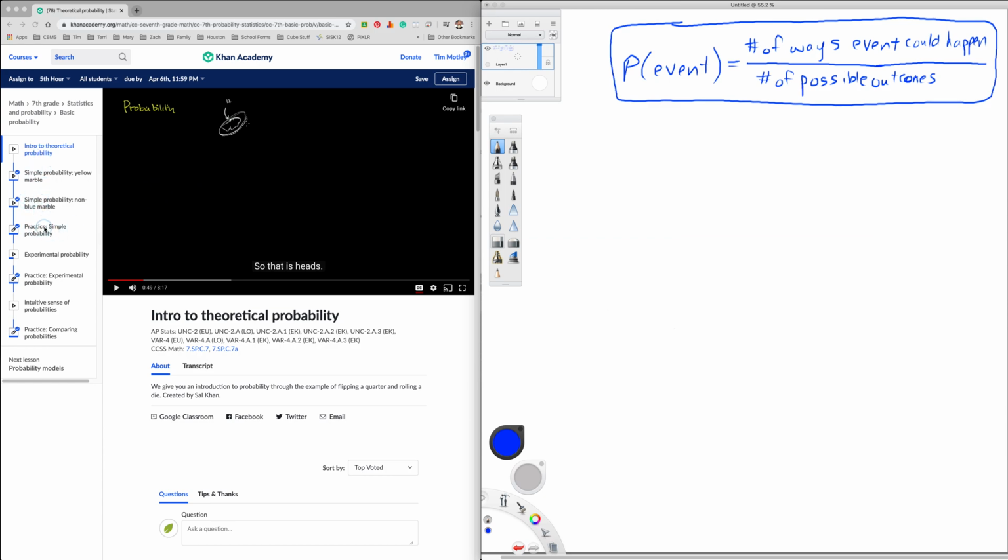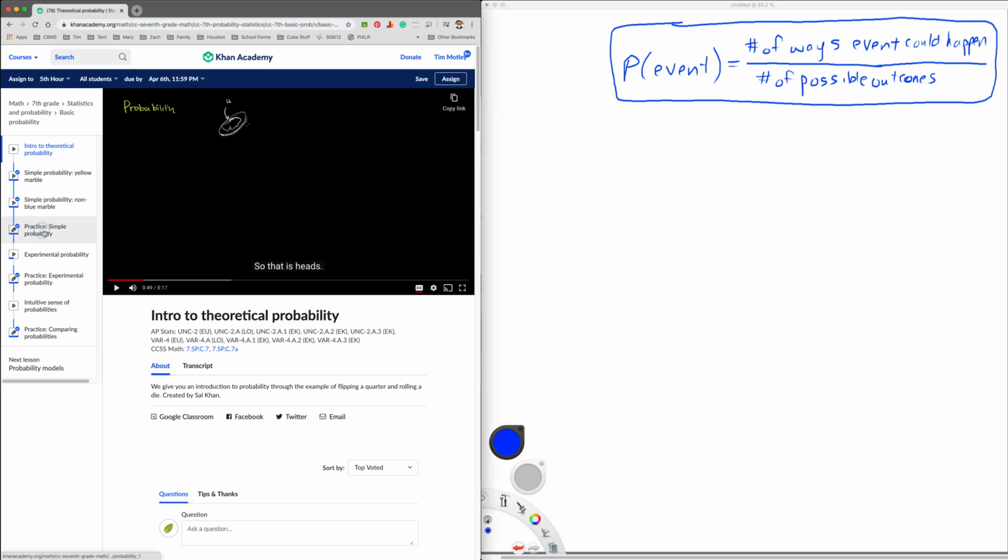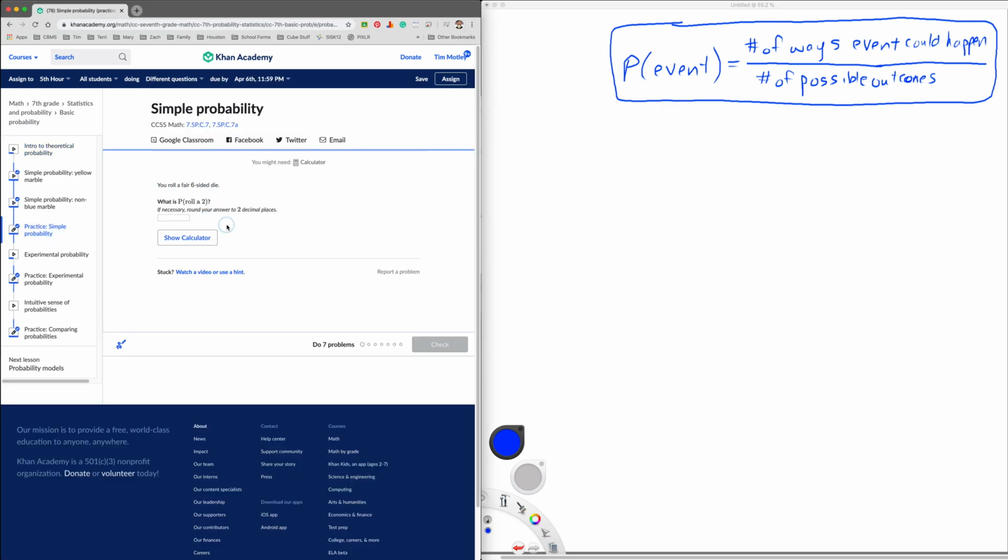So I'm going to go ahead and go into this practice setup here, and you may not see these exact same questions, or you might see these questions. That all depends on what problems are pulling up here.